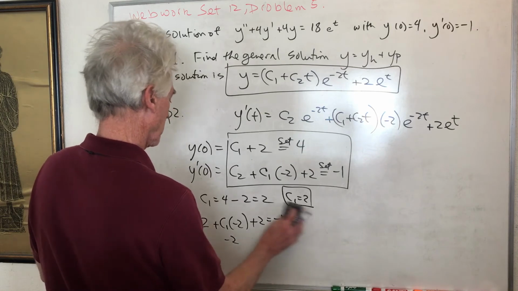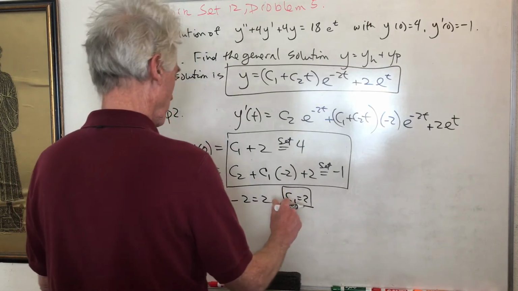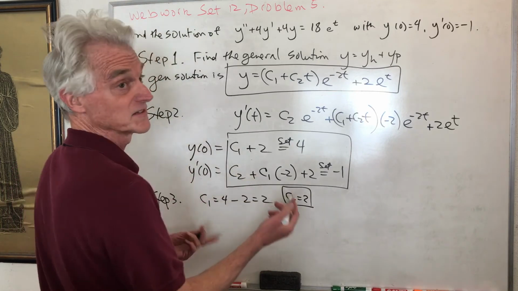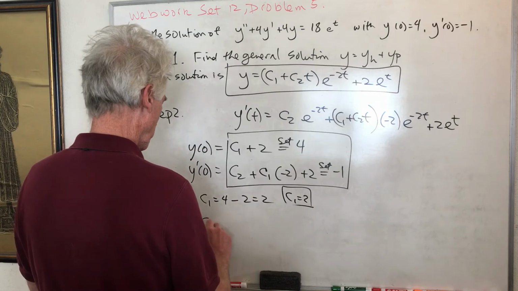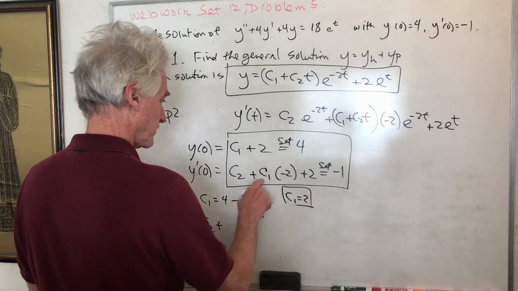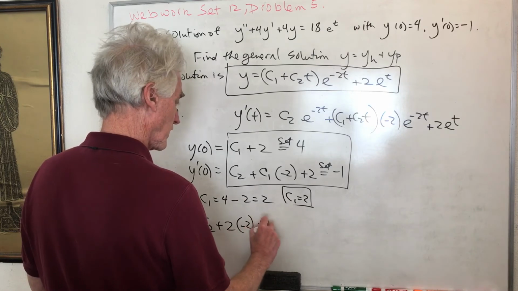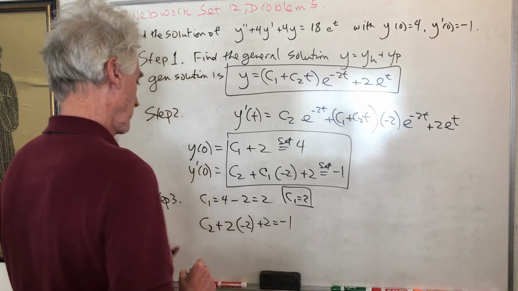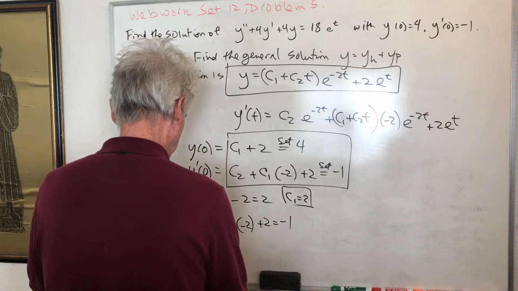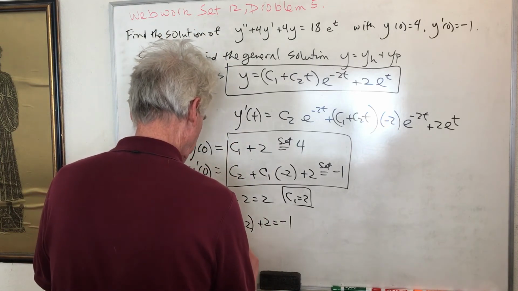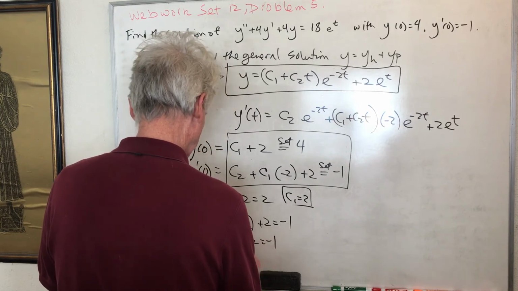Wait a minute. Let's start again. All right. C1 is 2. C2 is unknown. That's actually going to be easier than I had before. All right. C2 plus C1 is 2 times negative 2 plus 2 is negative 1. Okay? So that's going to be negative 4. C2 minus 4 plus 2 is negative 1. Ooh, that's negative 2.